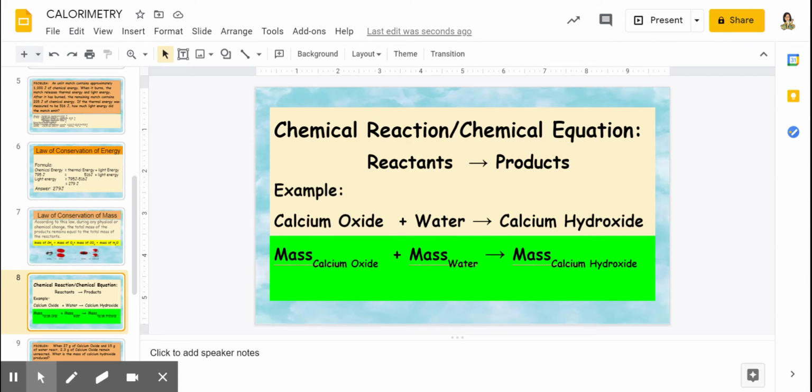Most of the time it will be written in formulas, like this one is not. So calcium oxide should have been CaO, water should have been H2O, and calcium hydroxide should have been CaOH. But anyway, just to give you the information, the total mass of the reactants, which is the mass of calcium oxide plus the mass of water, must always be equal to the mass of calcium hydroxide, and that is what the law of conservation of mass tells us.